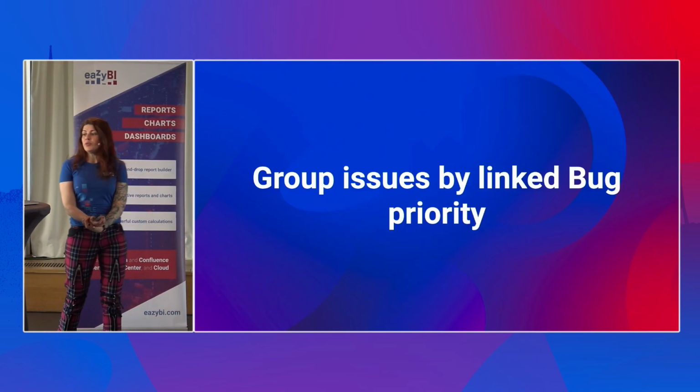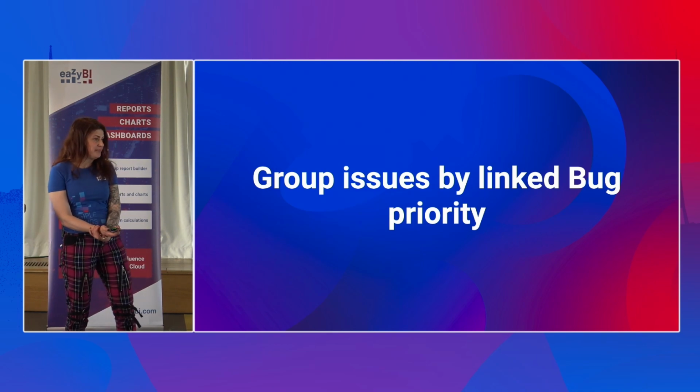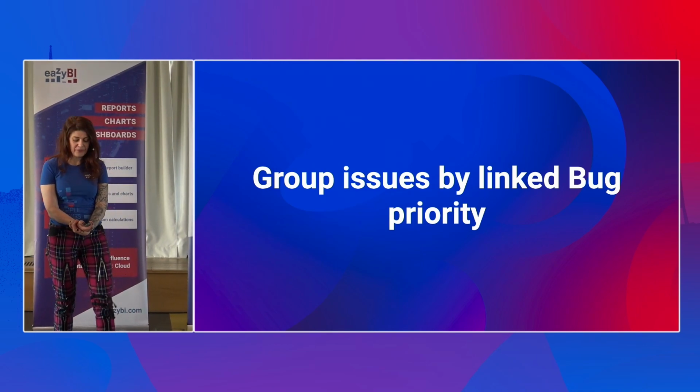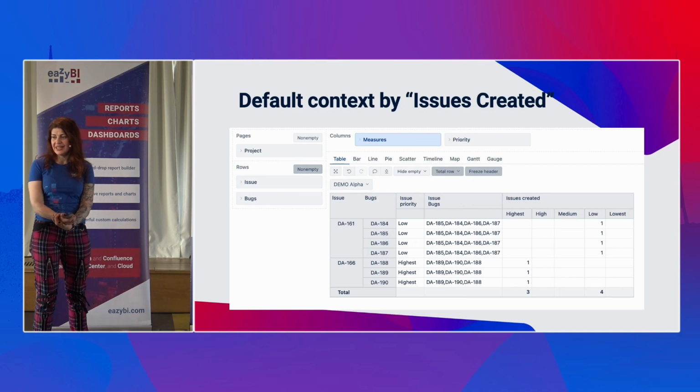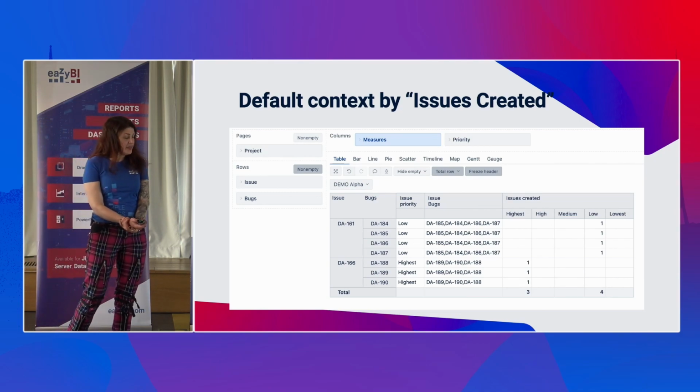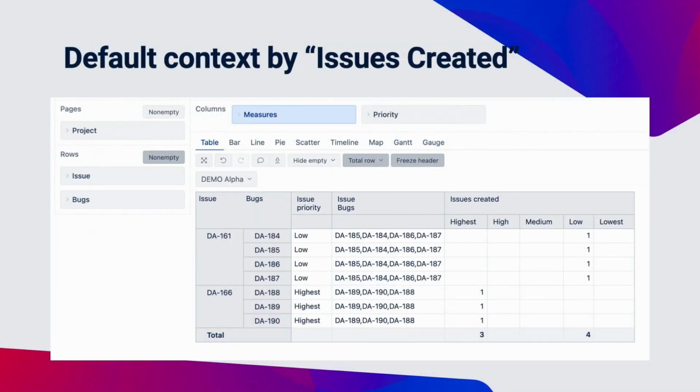Group issues by linked bug priority. So the use case I believe is quite common. The idea is if we use issue dimensions, issues, together with priority dimension, it would group issues by priority. This is our default context, and this is how the priorities are related to issues through measures like issues created and other measures like issues resolved or story points.